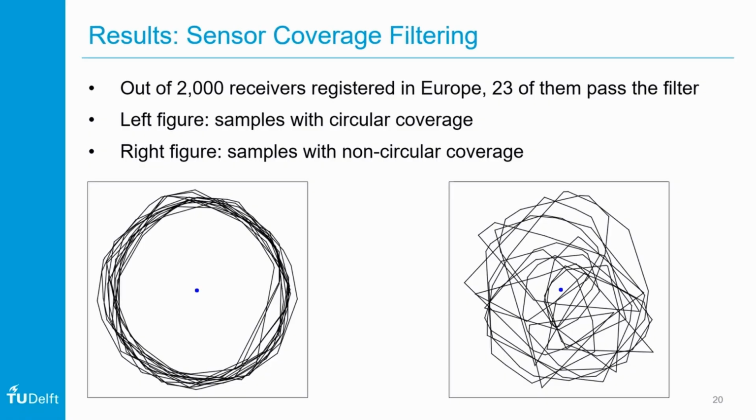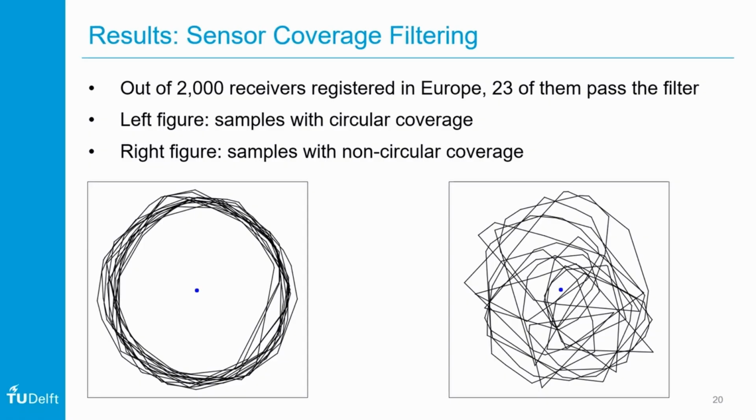So for the result itself, on the left figure, on your slide, it looks like a scribble, but close to a circle. The blue dot there is the center of the sensor, and you can see it's very close to a circle. And on the right figure, it's also another scribble, but you can see the dot there is not in the center of the coverage. So yeah, we successfully separate the circular coverage and the non-circular coverage here.